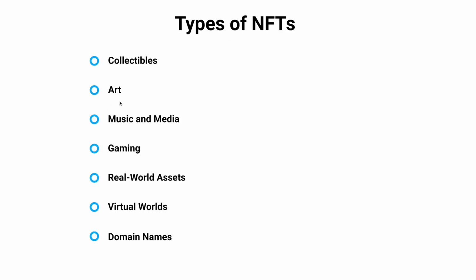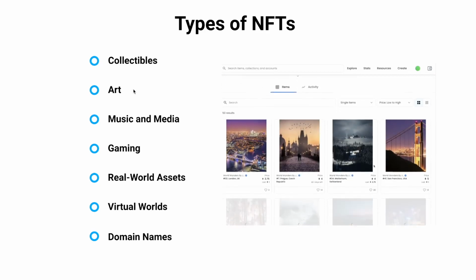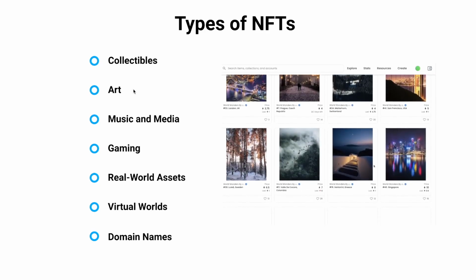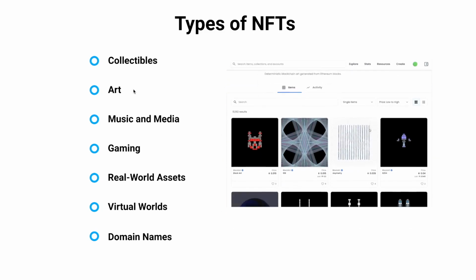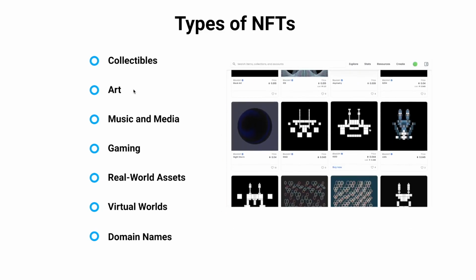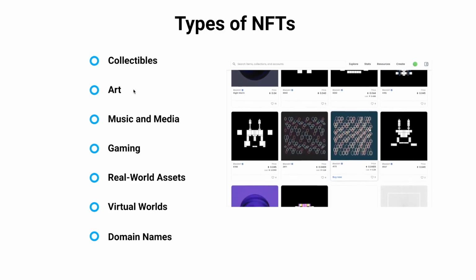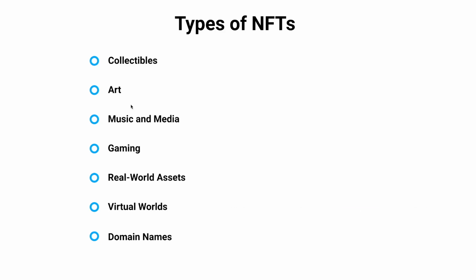Then we have digital art, where we're seeing more traditional art arrive, like photography or paintings and drawings, but also new styles of art like programmatic art, art which is being generated by code and by information on the blockchain. Then we have music and media, where we're seeing people upload music and videos and even music videos onto platforms like OpenSea and making money from that.